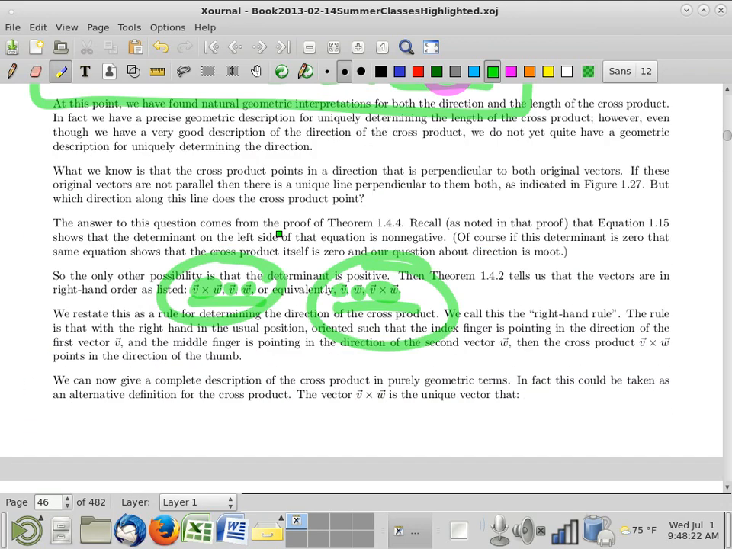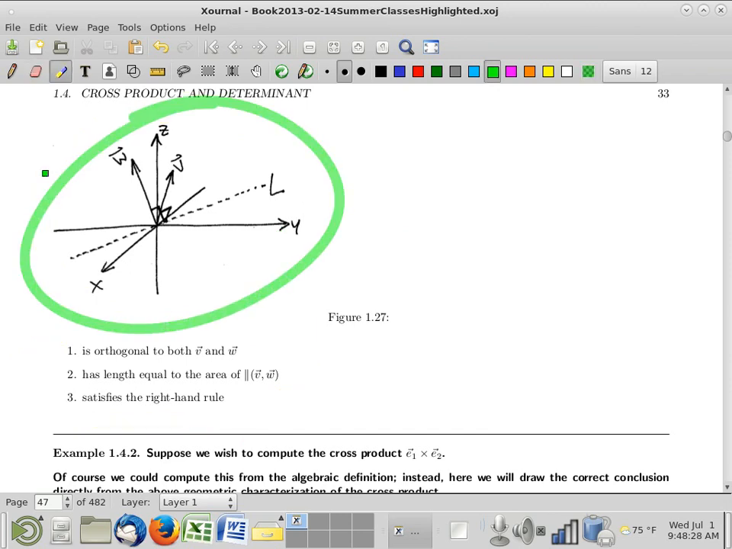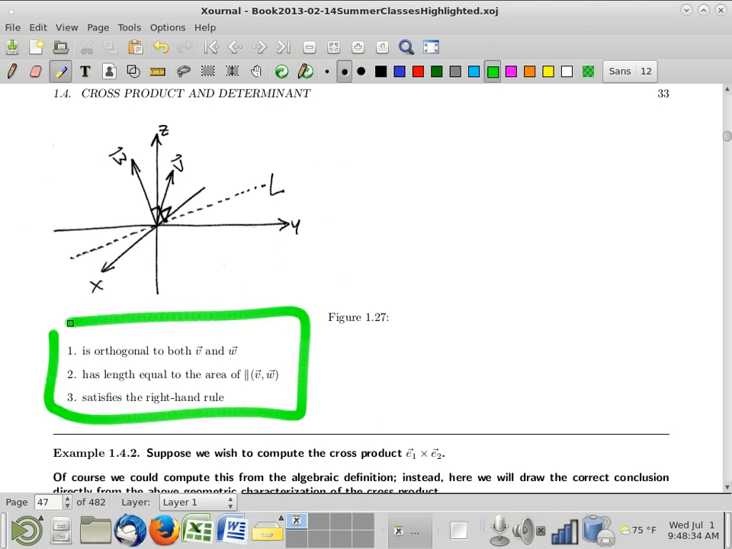Okay, so that, again, is what I had this different picture drawn here. Same picture, different point of view. But that right-hand ordering idea completes our geometric characterization. The cross product is the unique vector that's orthogonal to the two input vectors with a length equal to the area of the parallelogram, and that satisfies the right-hand rule. Namely, V and W are the first two, and then the cross product is in the direction of your thumb.